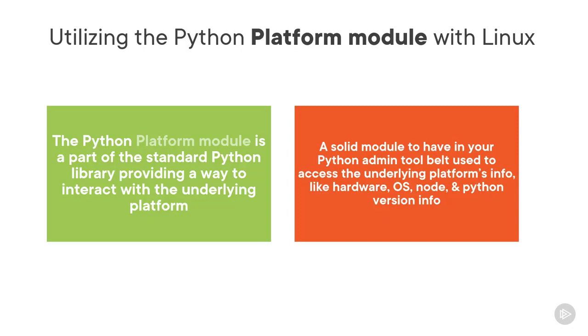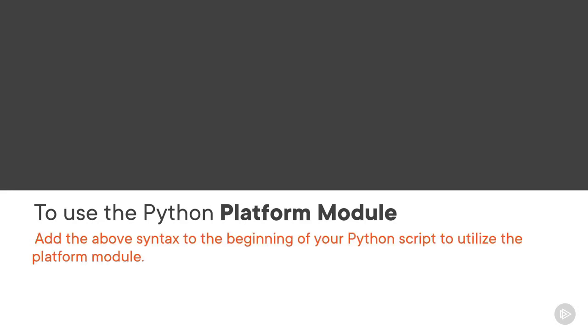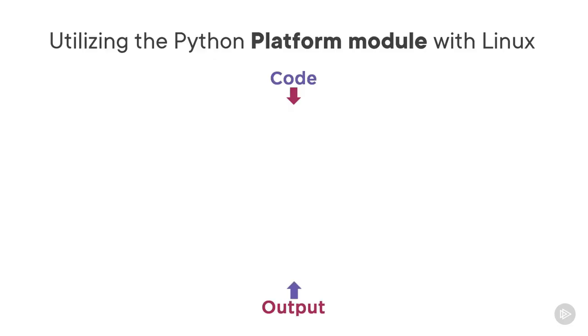Now, with this module, you can get information about the hardware. You can also get OS information about your different nodes, and even some information about Python, like your Python version, right? And to use the platform module, you basically just put import platform at the beginning of your Python script. Now, here's an example of being able to get the Python version using the platform module. Let's look at some more examples here.